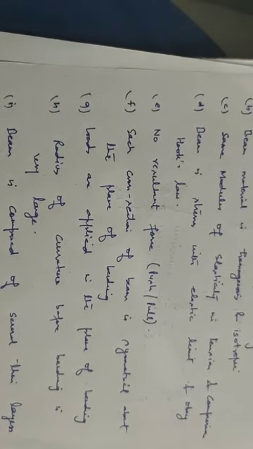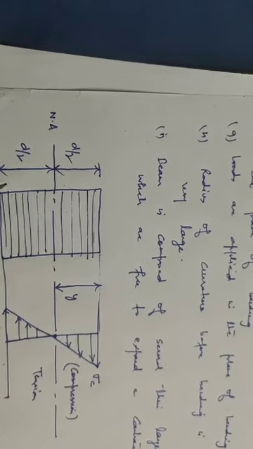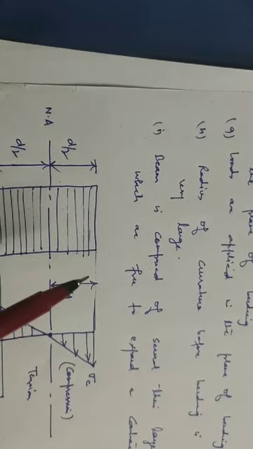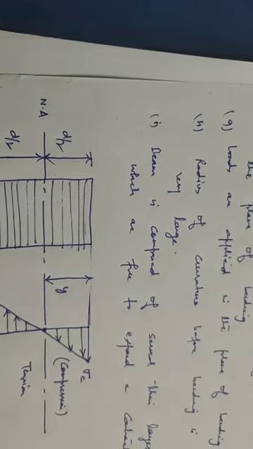Next assumption is that beam is composed of several thin layers which are free to expand or contract, which means कि ऊपर वाली जो layers होंगी that will contract और जो layer नीचे वाली layers होंगी that will expand. और ये सारी layer longitudinal layers हैं और जो stresses develop होंगी that will be your longitudinal bending stresses.